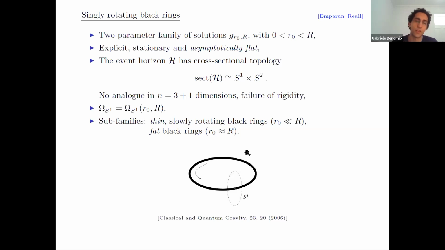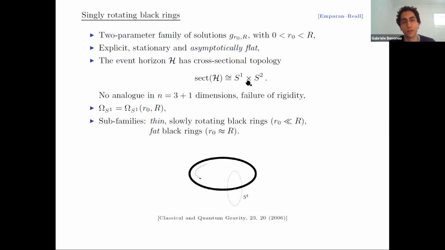So as I said, this family has no analog in 3+1 dimensions and determines the failure of rigidity in two different ways. One way is the failure of topological rigidity. In 4 dimensions, one expects all stationary vacuum black holes to have spherical topology, while this family has this new ring topology that one doesn't see in the usual 3+1 dimensional setting.